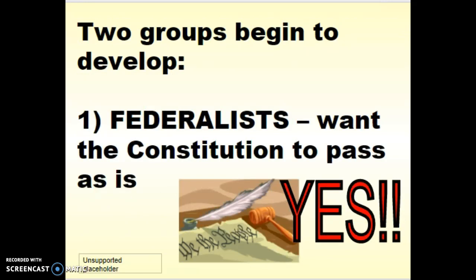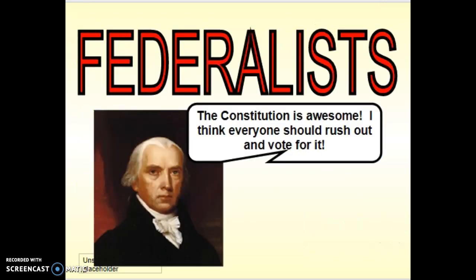Our last two review vocabulary words today are Federalist and Anti-Federalist. Federalists are the group of people that wanted to pass the Constitution the way it was. They were excited for the Constitution, they thought it was great, that it didn't need many changes, and they wanted to pass it without any improvements being made. So they thought everyone should rush out and vote for it.